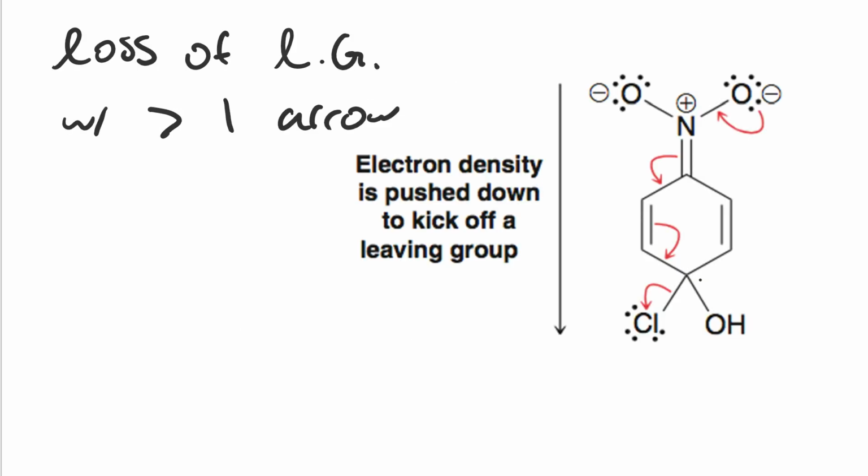Sometimes you'll see loss of a leaving group happening with lots of curved arrows. The key is to recognize the one that's turning the sigma bond into a lone pair. I'll label that as arrow 1 on my diagram. Arrows 2, 3, and 4 are resonance.